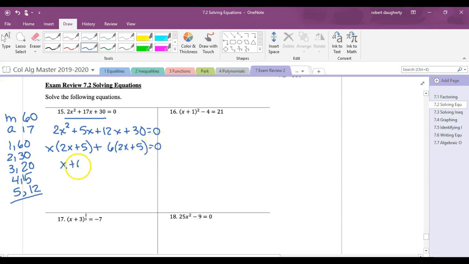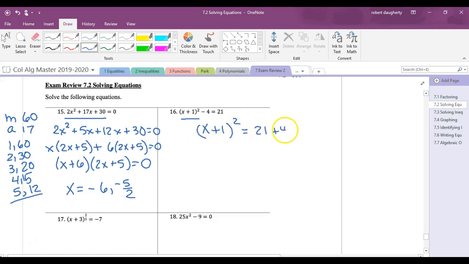So x plus 6 times 2x plus 5 equals 0. Set each of these factors equal to 0. x is equal to negative 6 or negative 5 halves. Next problem, I see this squared term. My goal is to isolate that. So x plus 1 squared equal 21 plus 4, which is just 25.